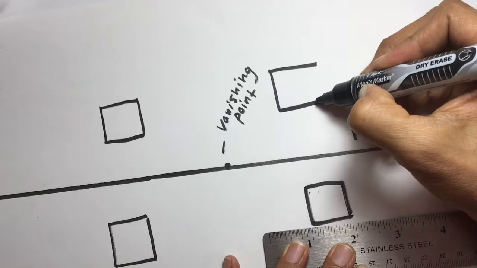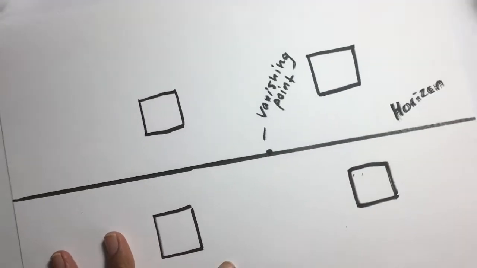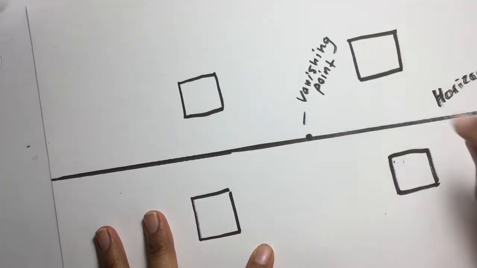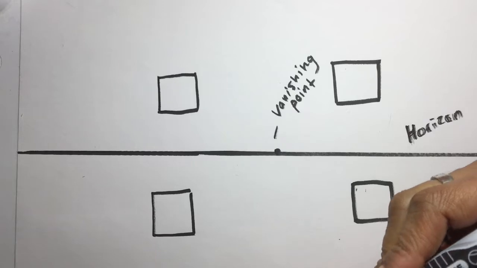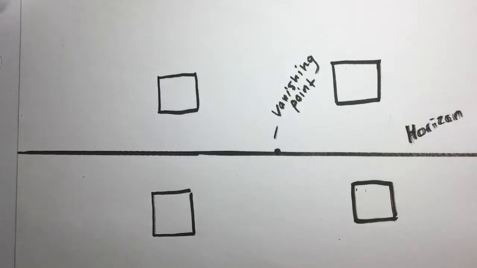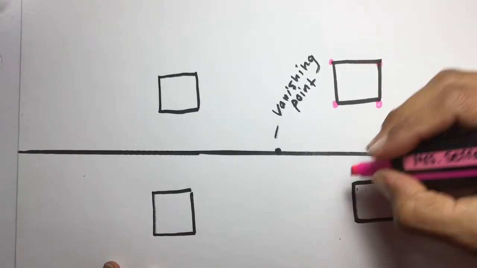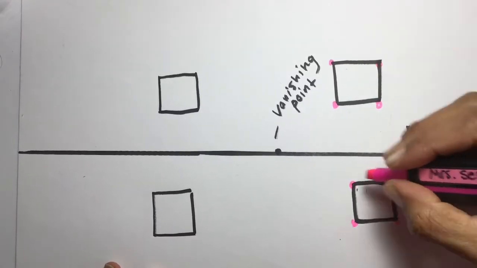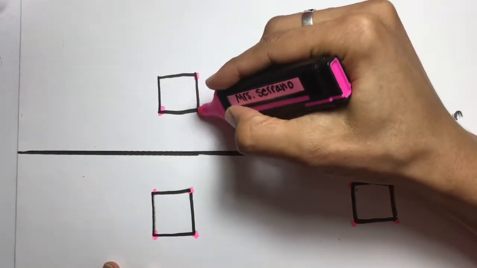On top of the vanishing point, we're going to draw another one. So you should have one on each of the four corners. And the first thing you're going to do is find the points. So you're going to find all the corners right there. And all your corners are going to go towards the vanishing point.